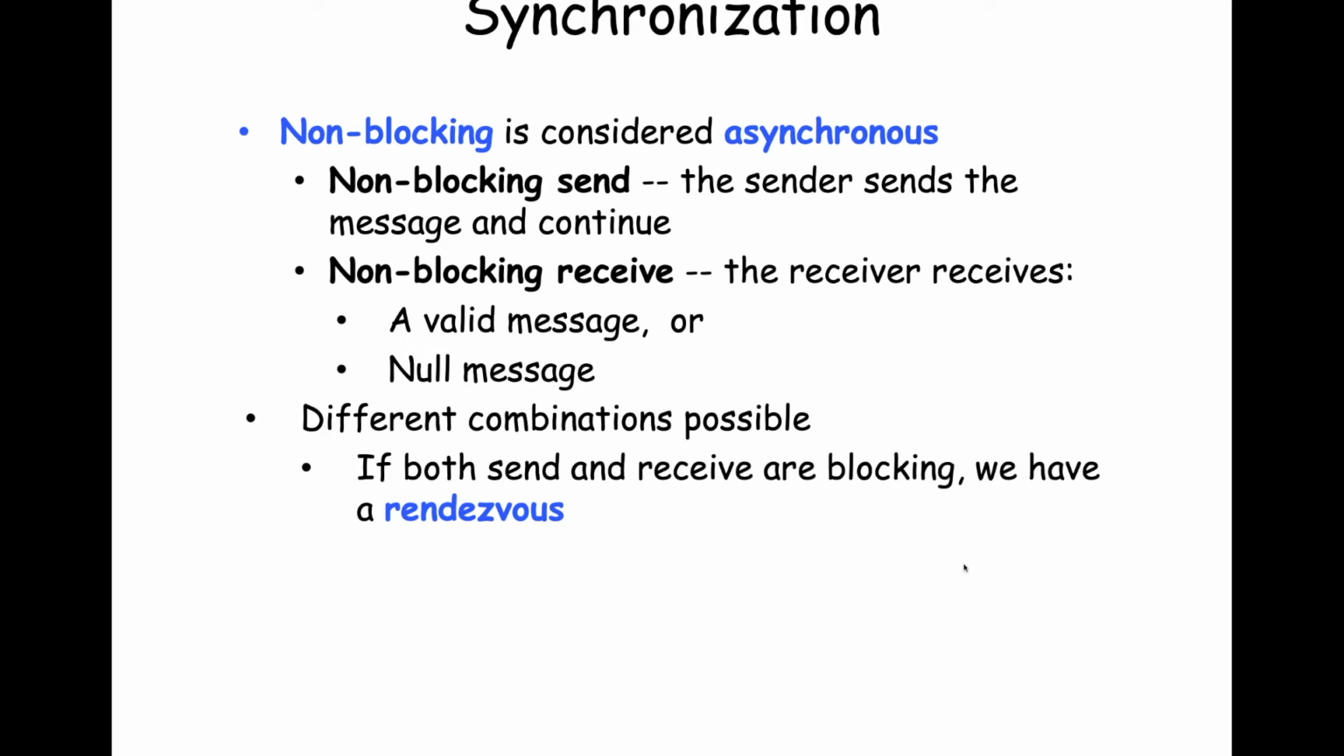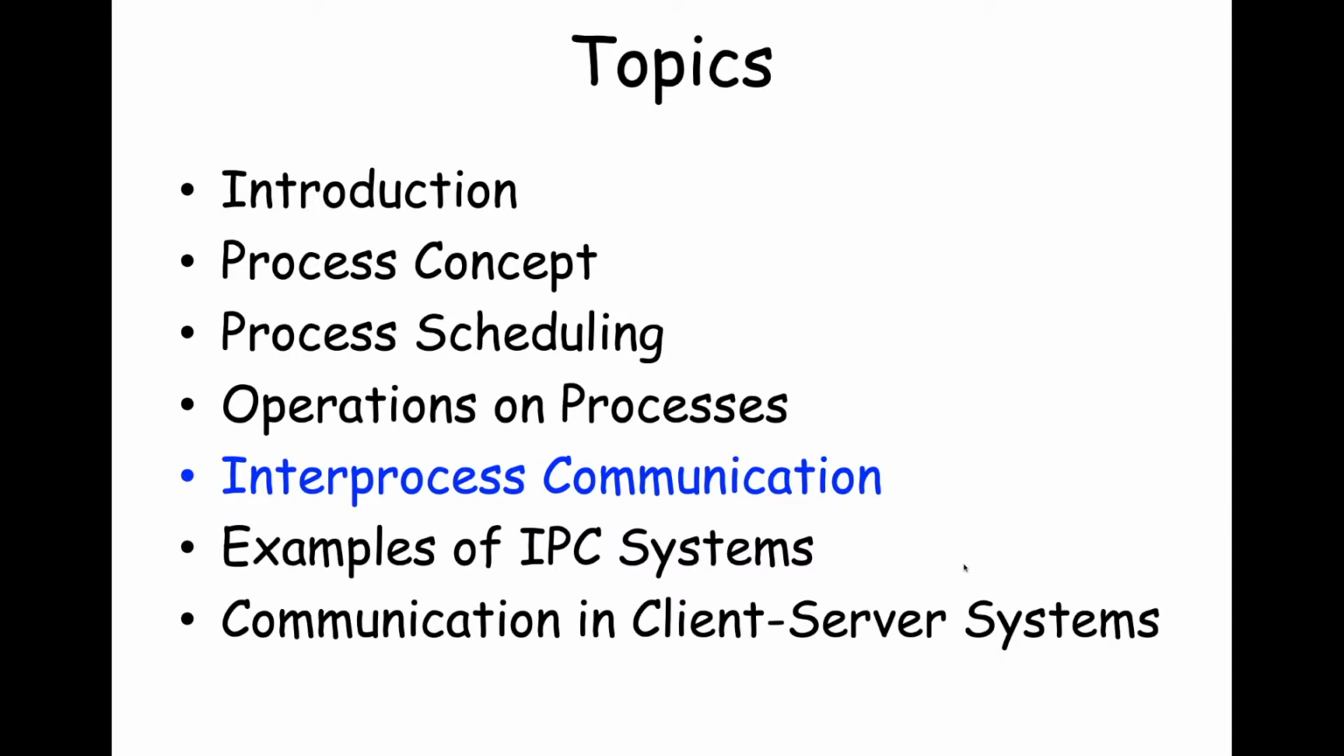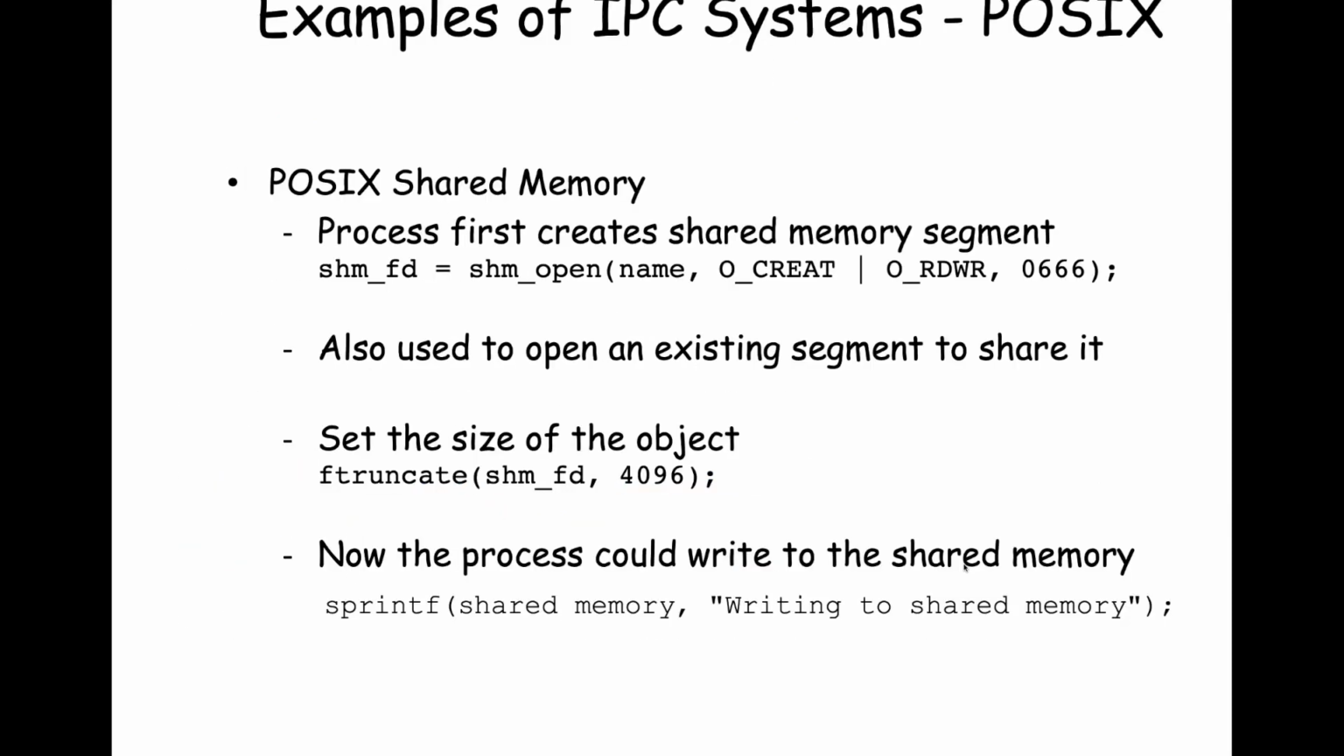So that means the receiver waits for the receive call to finish, so it blocks, and the sender at the same time waits for the send call to finish before continuing. So that means they're both there physically at the same time in order for that communication to go across that channel. So let's turn our attention to examples of IPC, interprocess communication systems, on the Unix side, specifically POSIX.